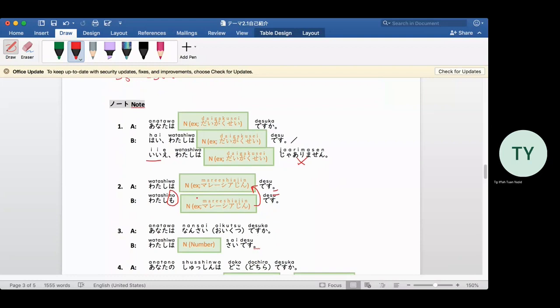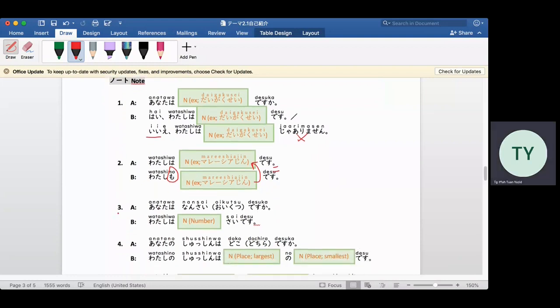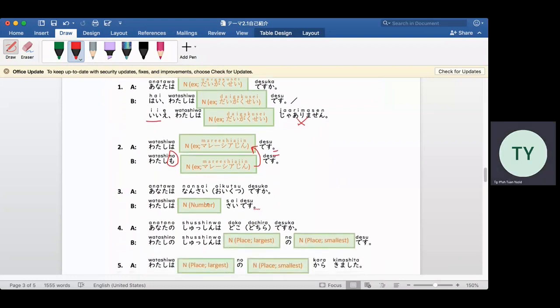Number 3. To ask about age, you can use this question: Anata wa nansai, or oikutsu desu ka? How old are you? Asking about age. So to answer, watashi wa, you put a noun.